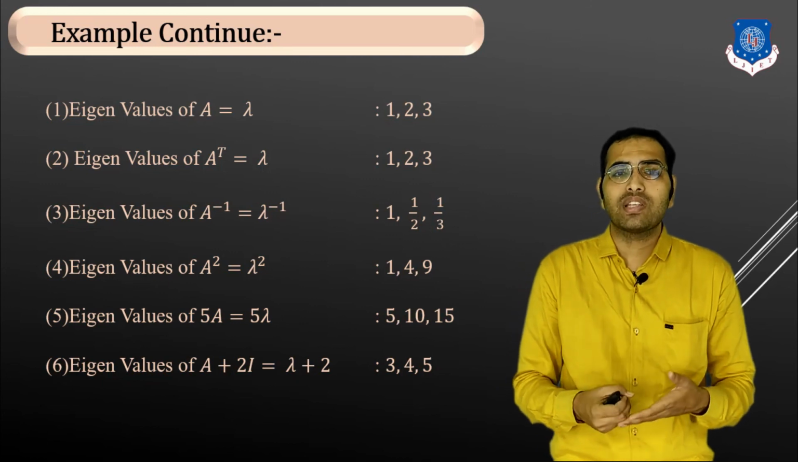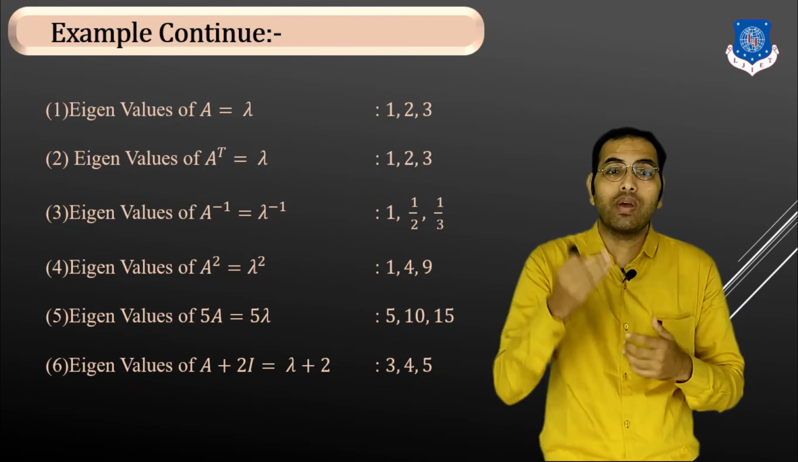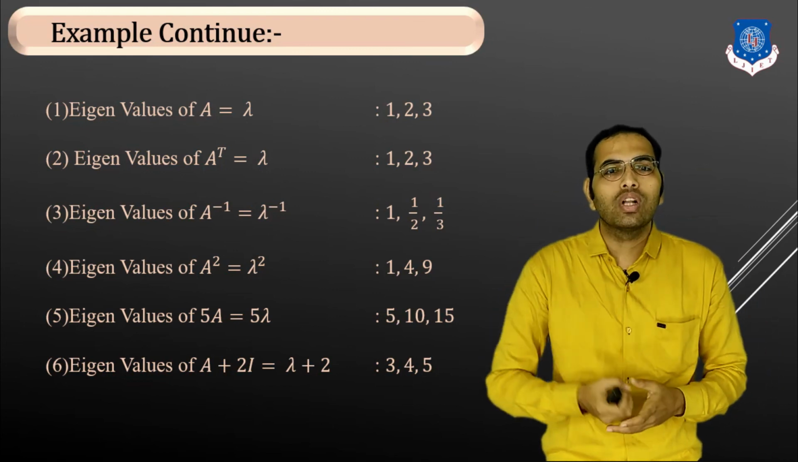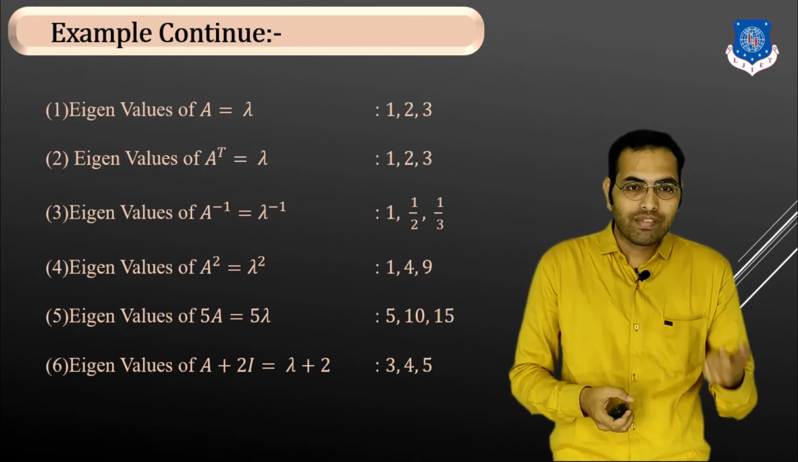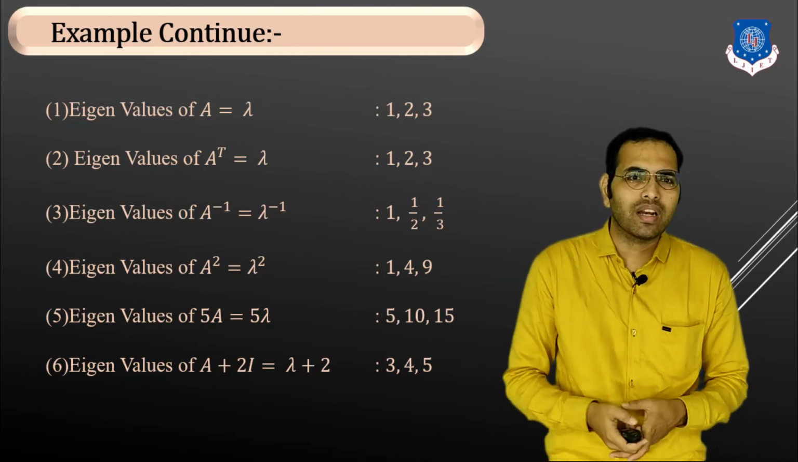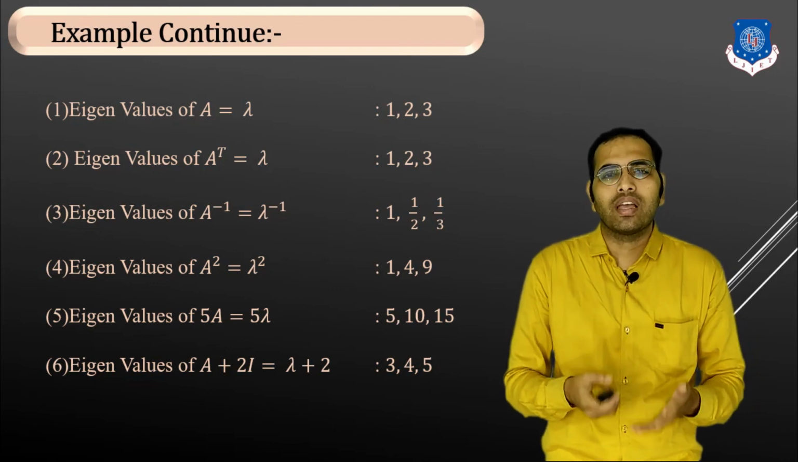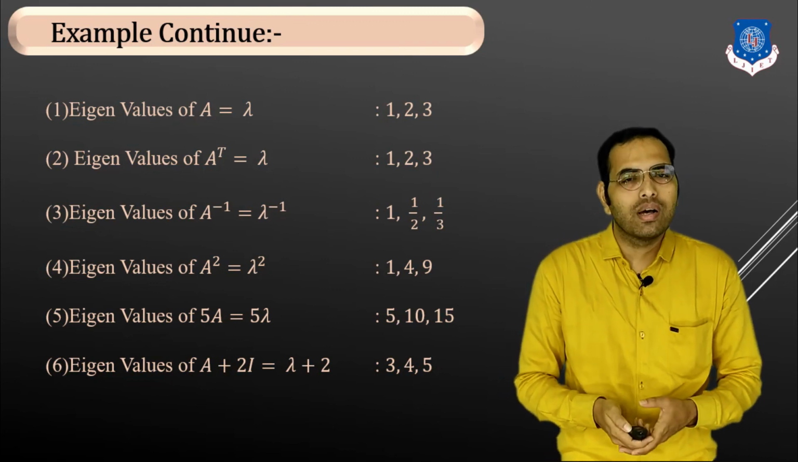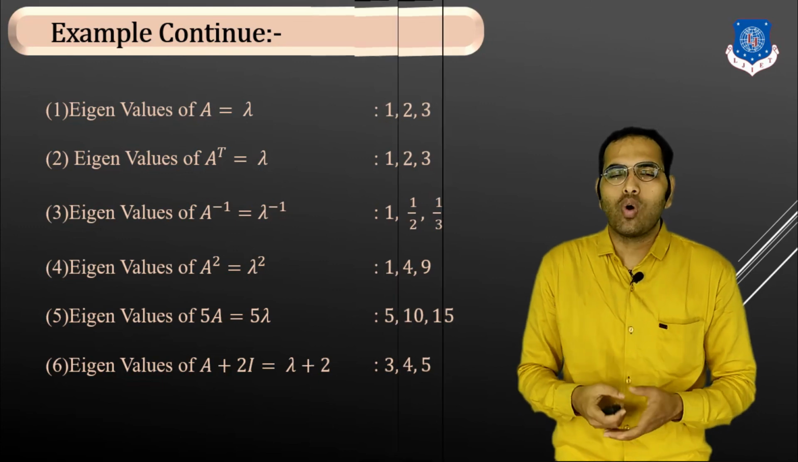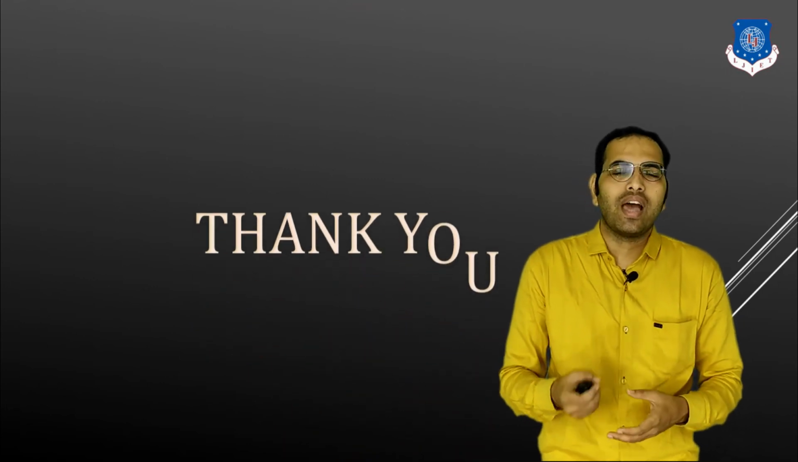Here, suppose A cube, then we get lambda cube. Suppose A raised to 5, then lambda raised to 5, A raised to 13, then lambda raised to 13. Similarly 7A, then 7 lambda, 8A, then 8 lambda, etc. Similarly you can find the eigenvalues of any matrix with the help of properties. This is all about the topics covered today for eigenvalues and eigenvectors.